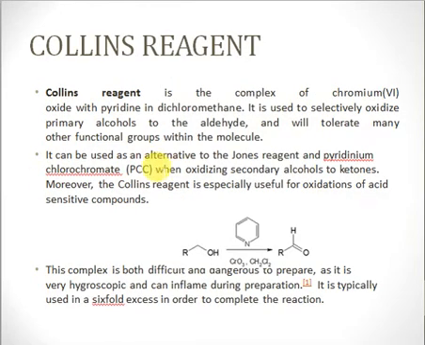Now we have another chromium reagent, Collins reagent. Collins reagent is a complex of chromium 6 oxide with pyridine and dichloromethane. The advantage of this reaction is that it is used to selectively oxidize primary alcohols to aldehydes. So Collins reagent may be the reagent of choice if you are trying for aldehydes. Also, many functional groups are stable with this reagent, so it doesn't react with other functional groups. It can be used as an alternative to Jones reagent and PCC. However, this reagent also oxidizes secondary alcohols to ketones.